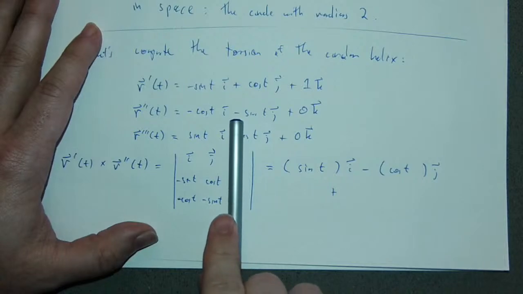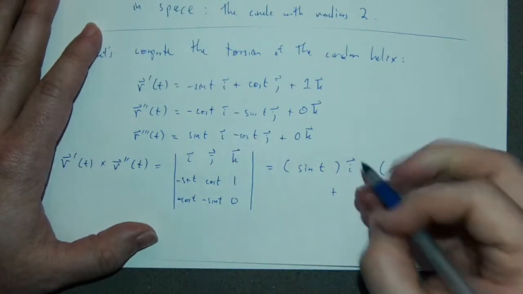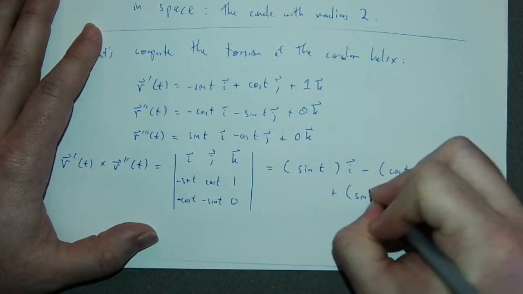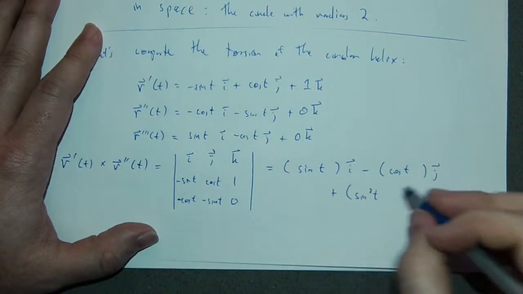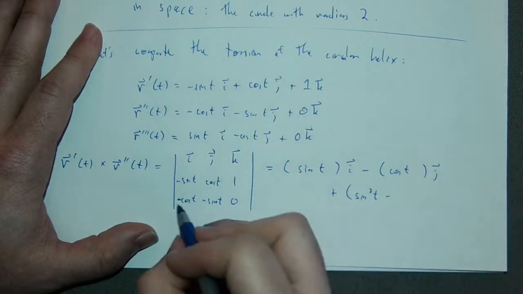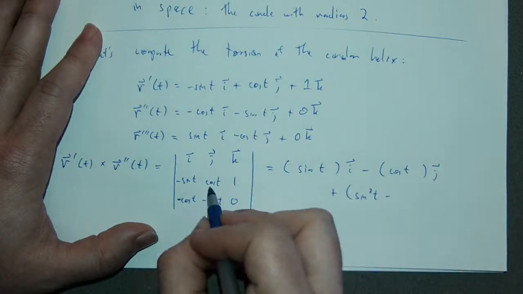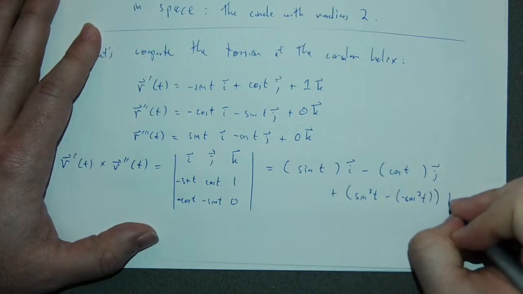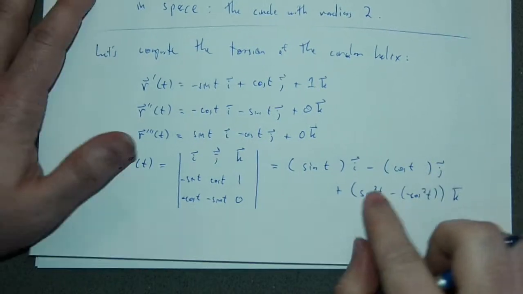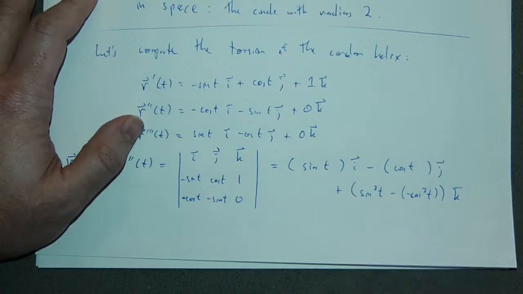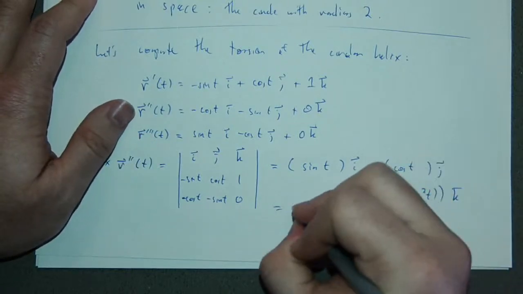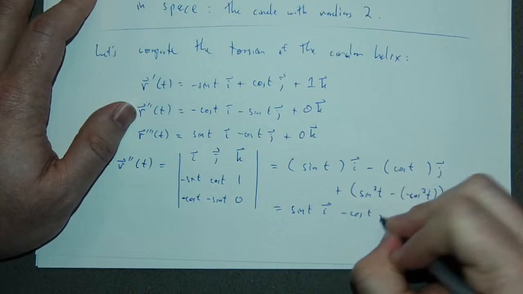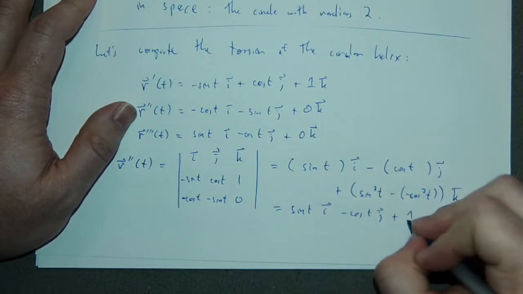Now I'm blocking out this row. I have minus sine t times minus sine t, so that's sine squared t, minus cosine t times cosine t, so that's minus cosine squared t. Well, that worked out perfectly because this is sine squared t plus cosine squared t. So this is sine t i minus cosine t j plus 1.